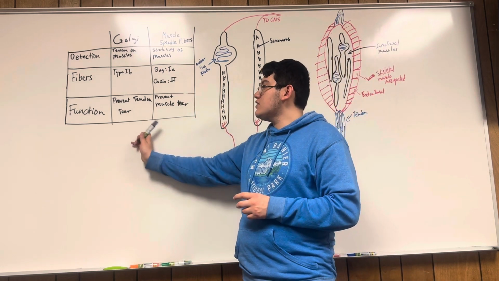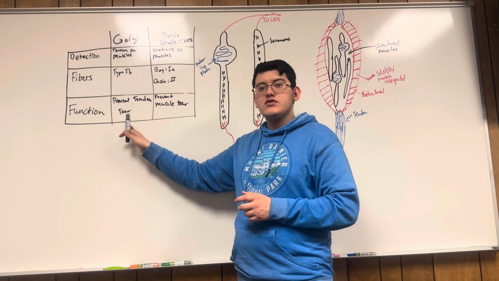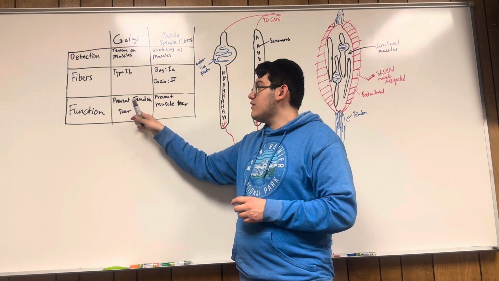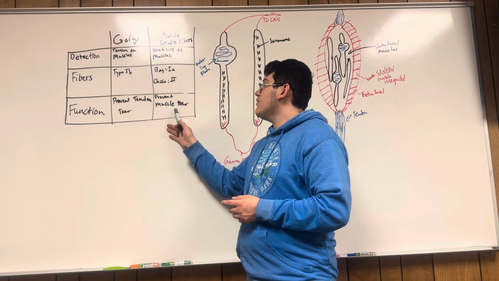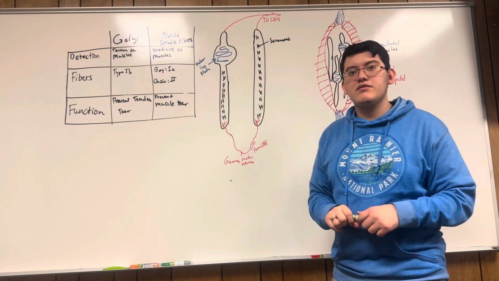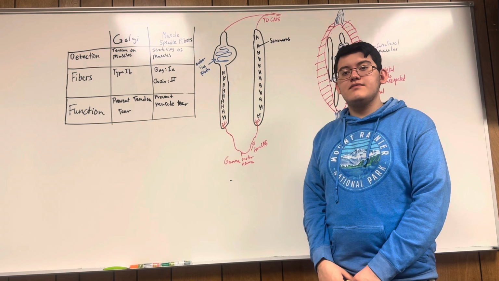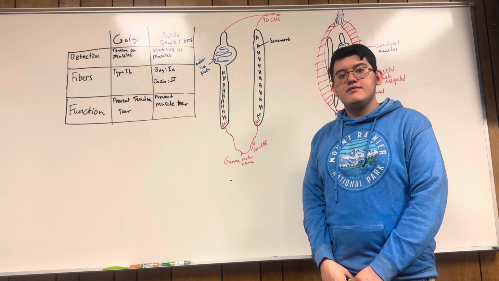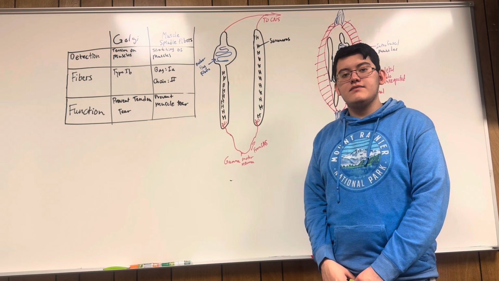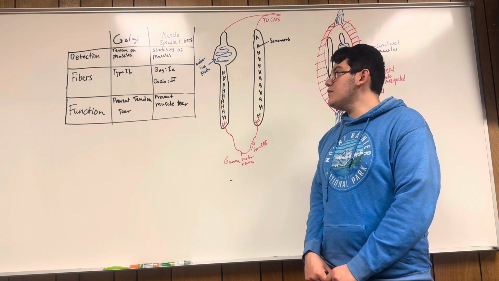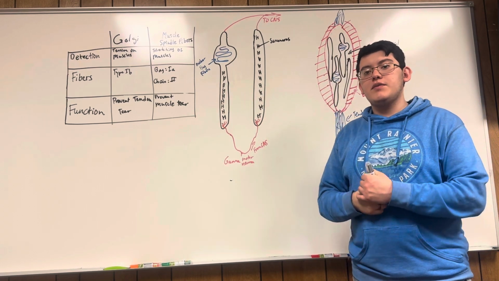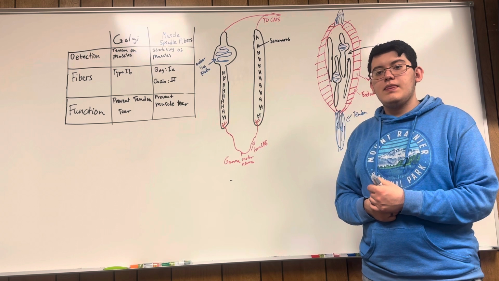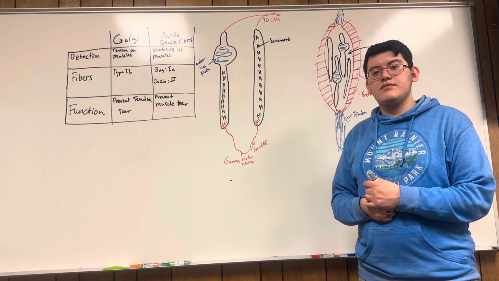Now, what are the functions? They each have a different function. The Golgi tendon reflex prevents tendon tear, while the muscle spindle fiber reflex system prevents muscle tear. Okay, which type of muscle fiber will be fired when the muscle stops? When our muscle stops moving, the type 2 muscle fibers will be used.